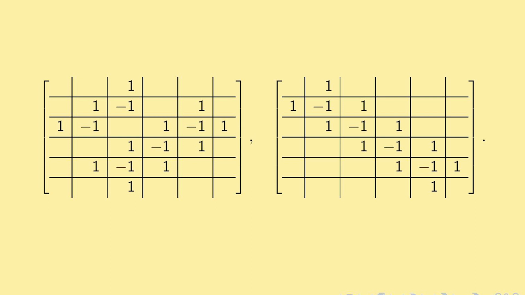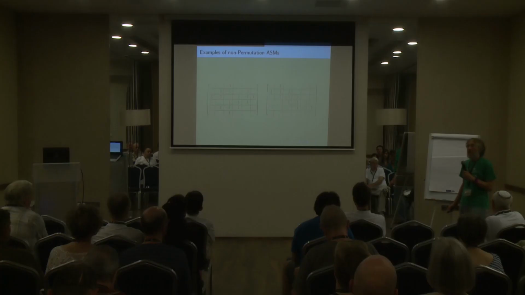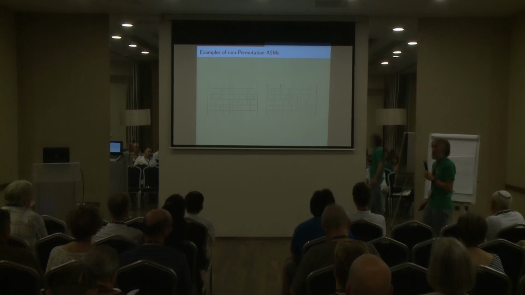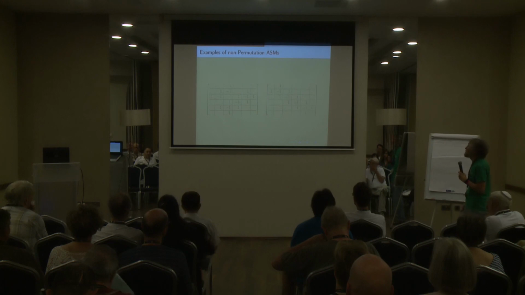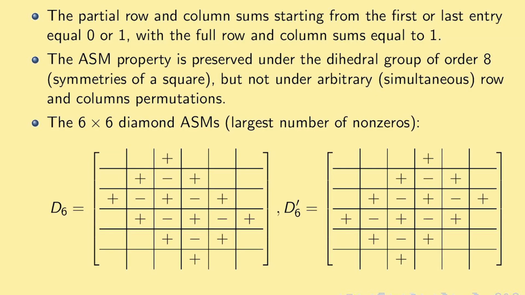You look at it there and you can mentally check it has the alternating property in each row and in each column. First non-zero is a 1, last non-zero is a 1, and it alternates 1, -1, 1, -1, 1, okay, like so. So there are ASMs. There are some basic properties of ASMs, okay. The partial row sums, well, that's not too important there.